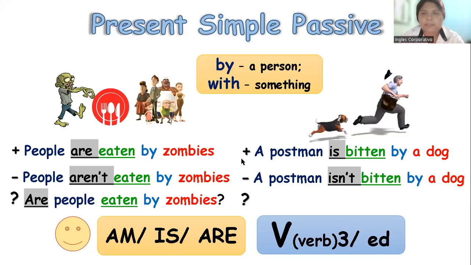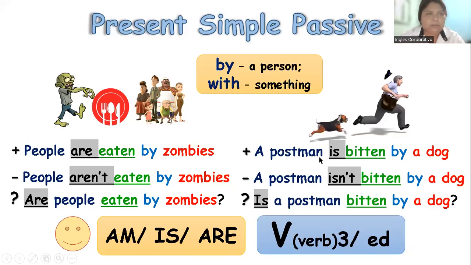A postman is beaten by a dog. A postman isn't beaten by a dog. But let's not talk a lot about it. And the question form: is a postman beaten by a dog? Remember you invert the verb to be and place that at the beginning. Is a postman beaten by a dog? So you can take a screenshot, so you may save that or take some notes, okay?